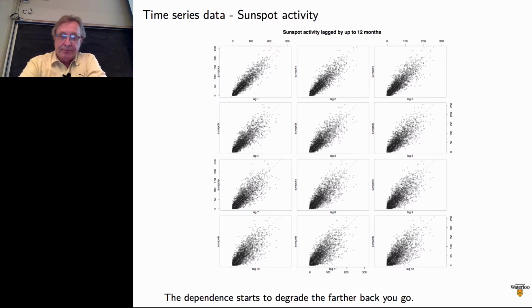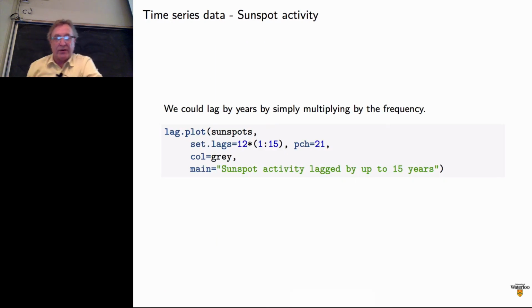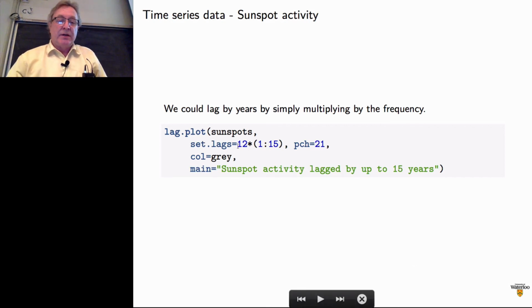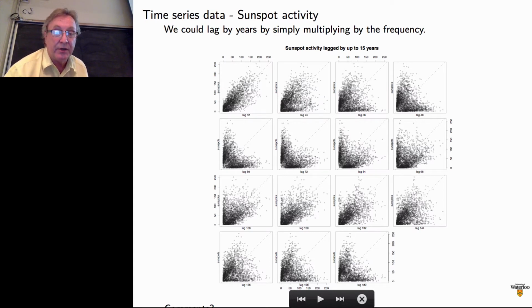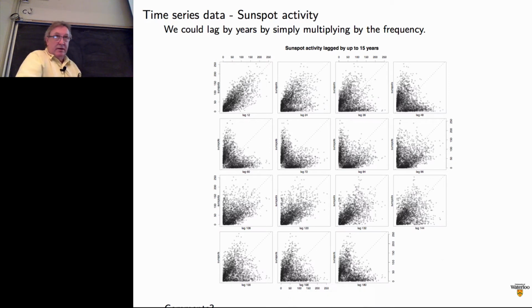Okay. So we could go back farther. We could lag by years just by multiplying this frequency here. So 12 times 1 to 15, go up to 15 years ago. And we see the following patterns. So this would be lag 1 year, so 12 months ago, 24 months ago, 36 months ago, 48 months ago, 1 year, 2 year, 3 year, 4, 5, 6, 7, 8, etc., up to 15 years ago. Any comments? What do you see now?